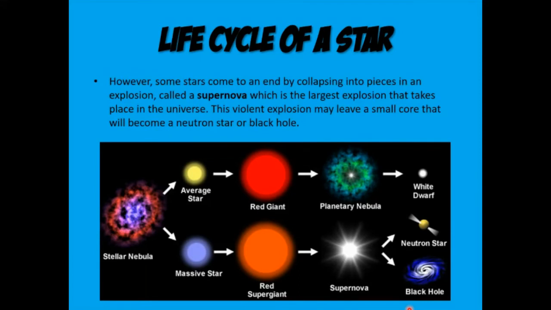However, some stars come to an end by collapsing into pieces in an explosion called a supernova, which is the largest explosion that takes place in the universe. This violent explosion may leave a small core that will become a neutron star or a black hole, no? Na nakikita natin dito sa part na yan.